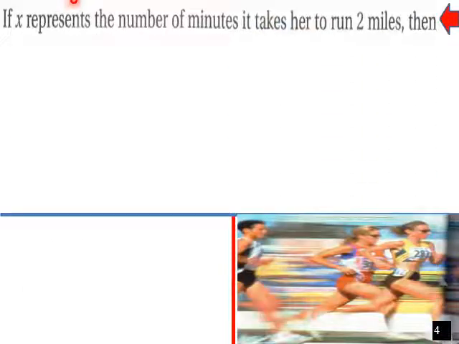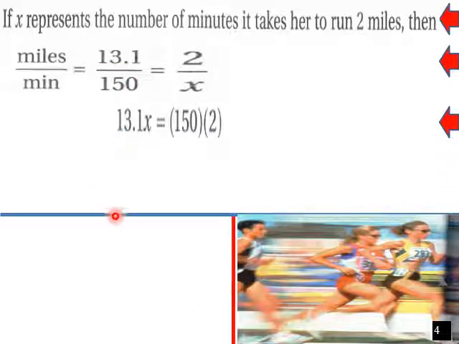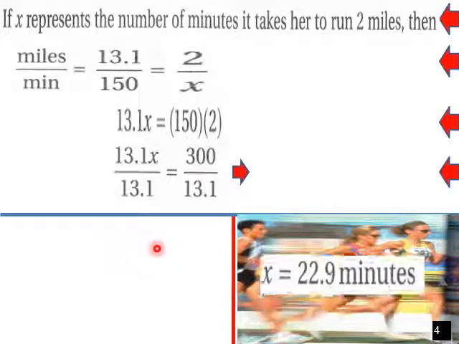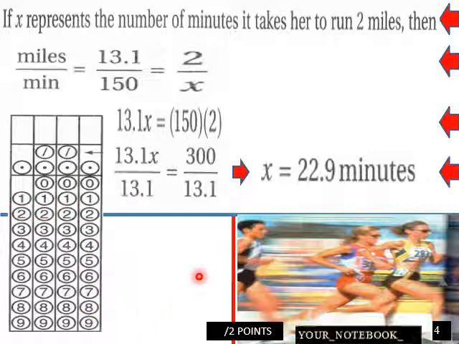Okay, here we go. We're continuing with this example. If x represents the number of minutes it takes her to run 2 miles, then miles over minutes: 13.1 over 150 equals 2 over x. So we've got a proportion here. 13.1x equals 150 times 2. 13.1x equals 300, and x is about 22.9. 22.9 would be your fill-in on your grid-in.